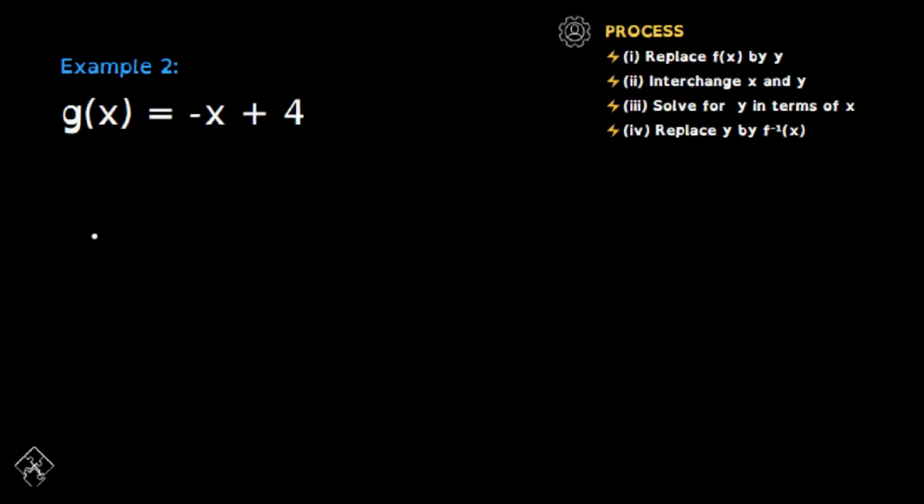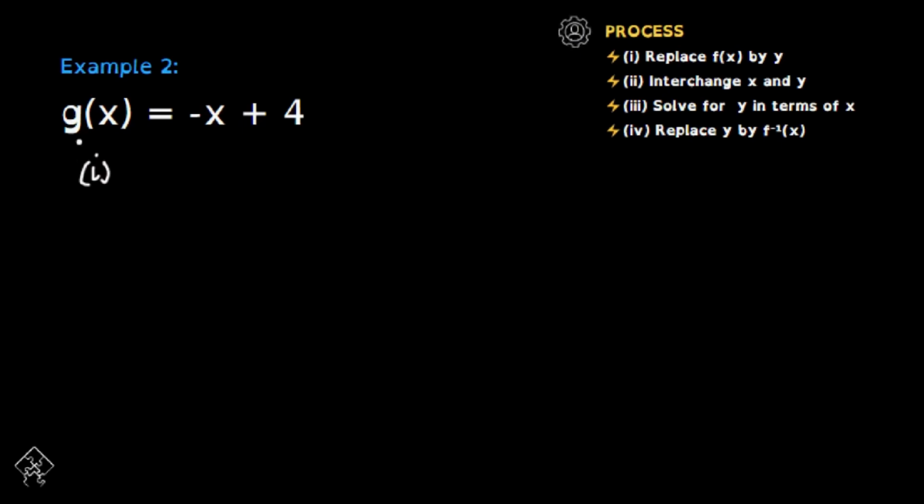For our example number 2, we will use the same process. Okay? Let us practice g of x equals negative x plus 4. So the first process, so let me write the first process here. So we will replace f of x by y.